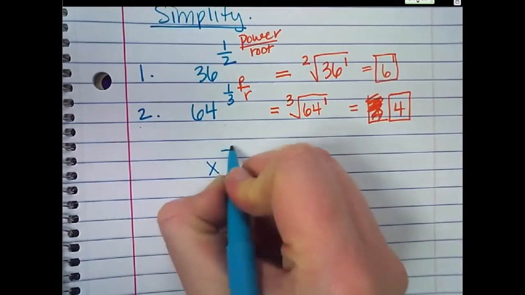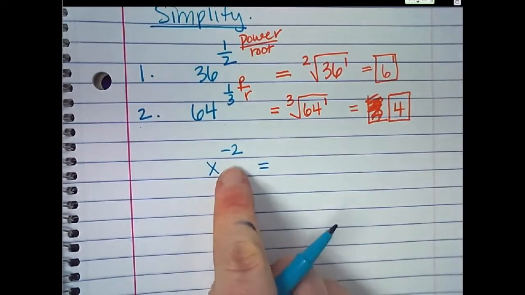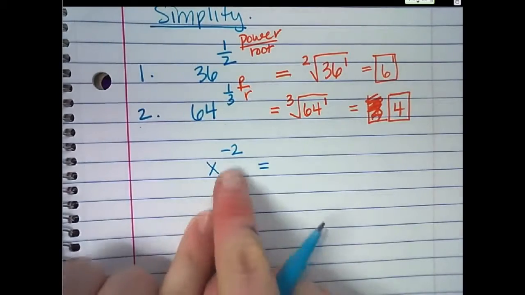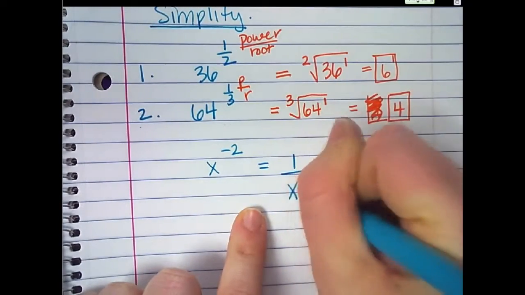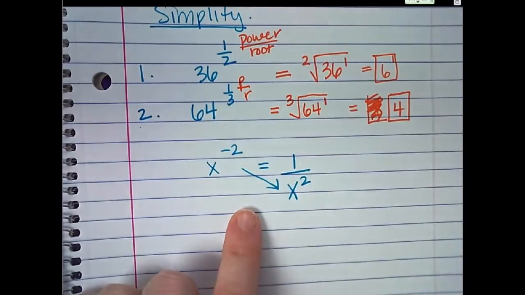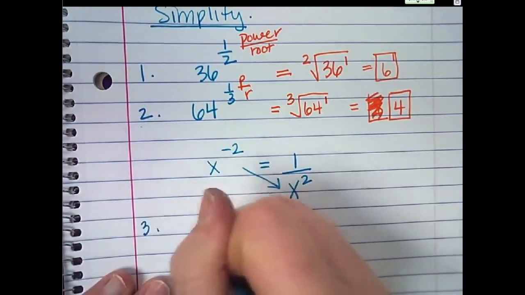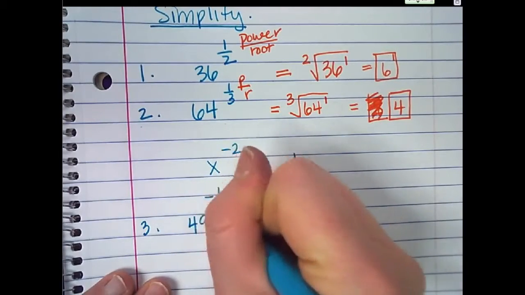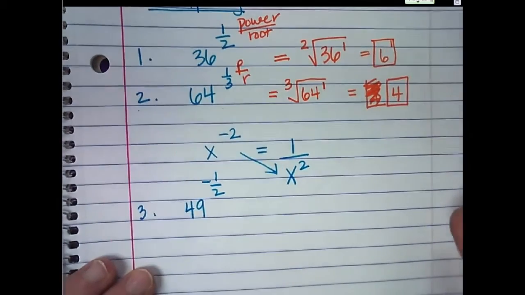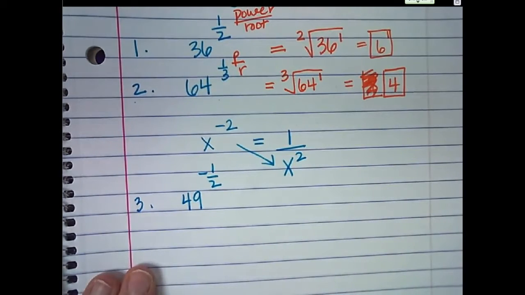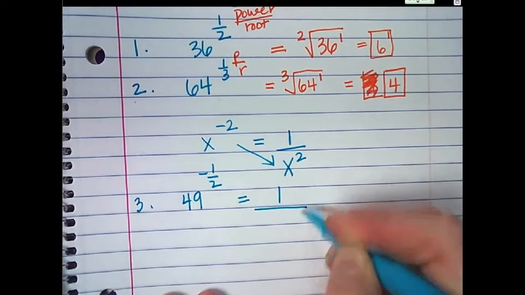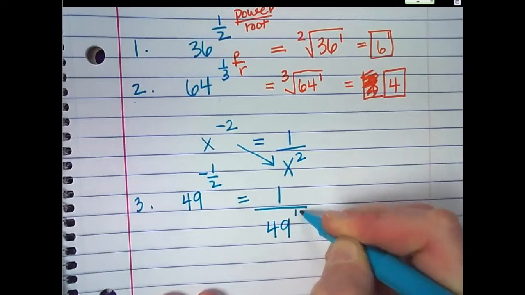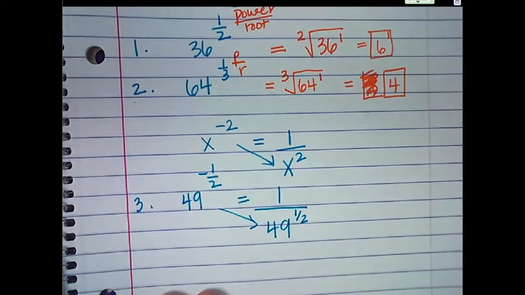Before we do the next one, let's review what our negative exponent does. If I give you x to the negative 2, how do I make that positive? It moves to the bottom. So if I give you something like 49 to the negative 1/2 power, what would you do first? Move it to the bottom, and the whole thing moves to the bottom. So it's 1 over the whole thing, 49 to the positive 1/2.